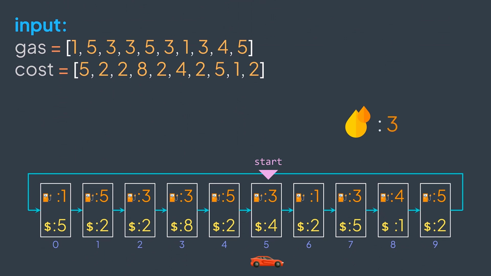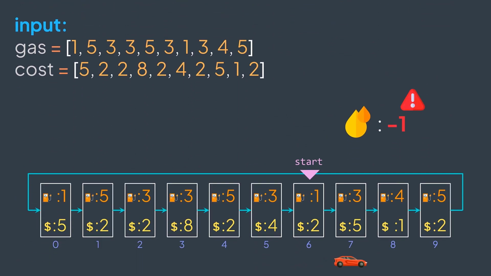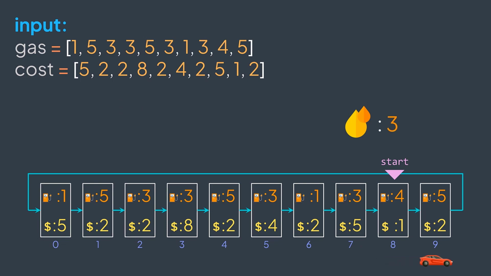Next one, we add 3 and pay 4, negative. Next one, we add 1 and pay 2, negative. Next one, we add 3 and pay 5, negative. Next one, we have plus 4 minus 1, plus 5 minus 2, plus 1 minus 5, plus 5 minus 2, plus 3 minus 2, plus 3 minus 8, plus 5 minus 2, plus 3 minus 4, plus 1 minus 2, plus 3 minus 5, and we've been able to go back to the station from where we started. We directly return it because we know that the answer is unique.